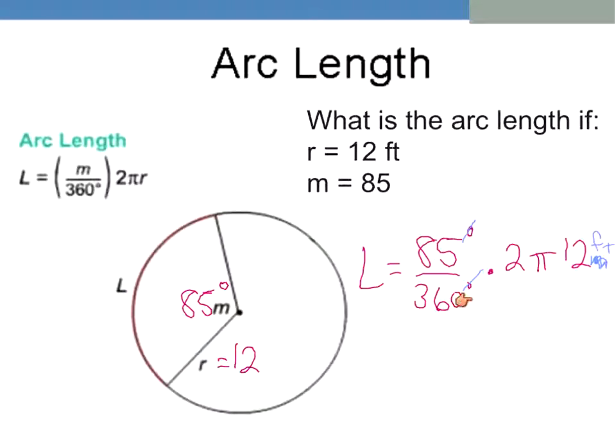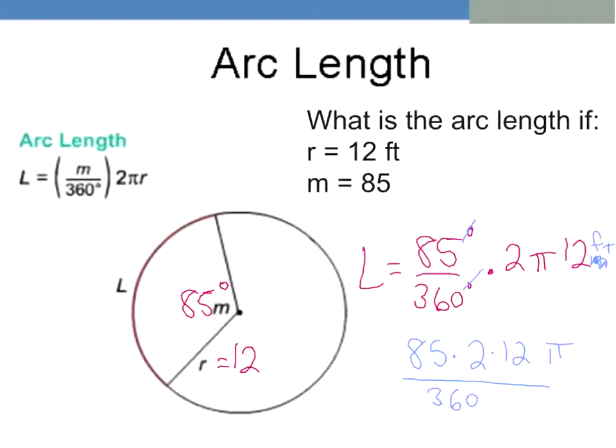Look at my only units left in my problem. My degrees cancel, I have pi, and then I have feet. So that's how come your final answer ends up being in a distance, because your degrees go away. So if I set this up in my calculator, I can do 85 times 2 times 12. I'm going to leave the pi alone, divided by 360.